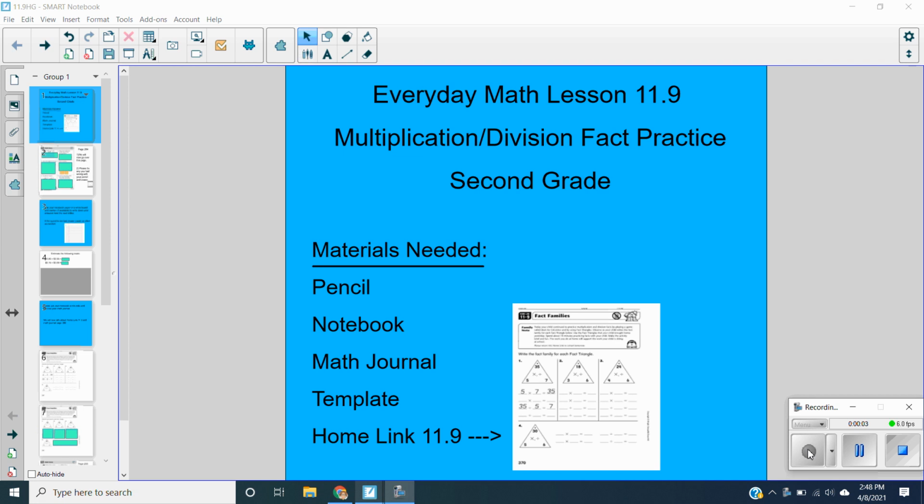Hi boys and girls, welcome to Everyday Math Lesson 11.9, Multiplication, Division, Fact Practice. The materials that you'll need today: your pencil, notebook, math journal, template, and then HomeLink 11.9. If you don't have HomeLink 11.9, that's okay. You can use either your notebook or whiteboard to work out the problems.